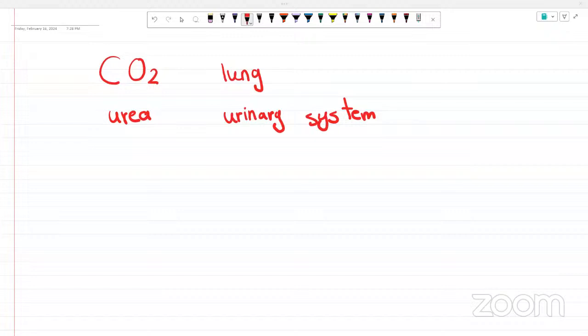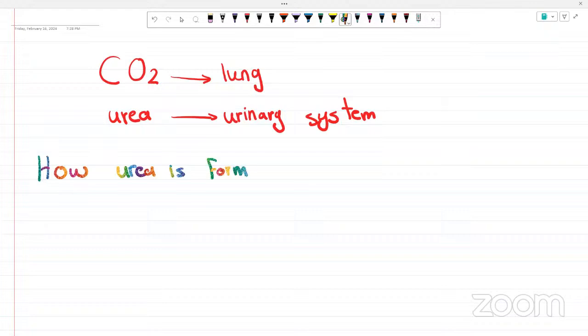Right? Uric acid, spent hormone, excess salt, excess water, all will go out of the body by the urinary system. But only carbon dioxide will go out by diffusion through the lung. Okay? Fine. First question I would like to ask: how is urea formed, and also where?